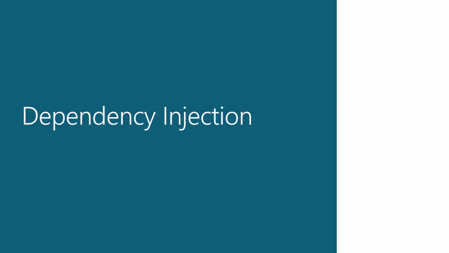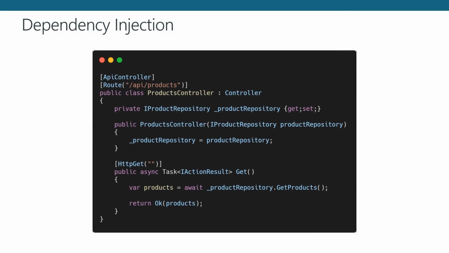In this section, we're going to cover dependency injection. What is it? Why should you use it? And how to take advantage of it with your APIs. I know what you're probably thinking. Why is dependency injection a topic in a course on building APIs? The quick answer is because you're going to use it everywhere.